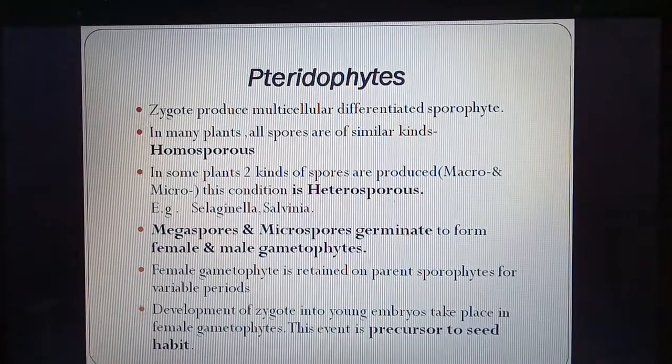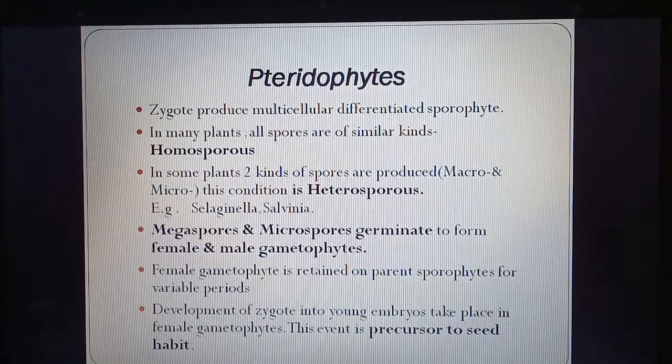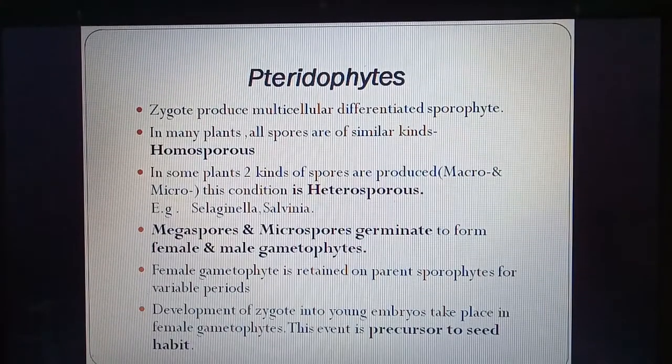Hetero means different. The megaspores and microspores germinate. Now the megaspore forms the female gametophyte and the microspore forms the male gametophyte. The female gametophyte is retained on the parent sporophyte. So the female gametophyte is not independent. It is connected to the parent.